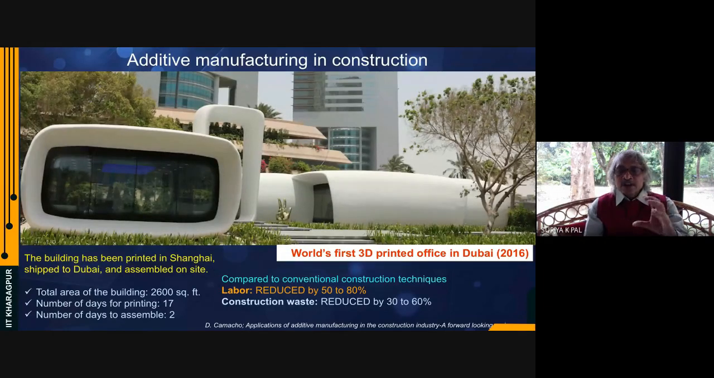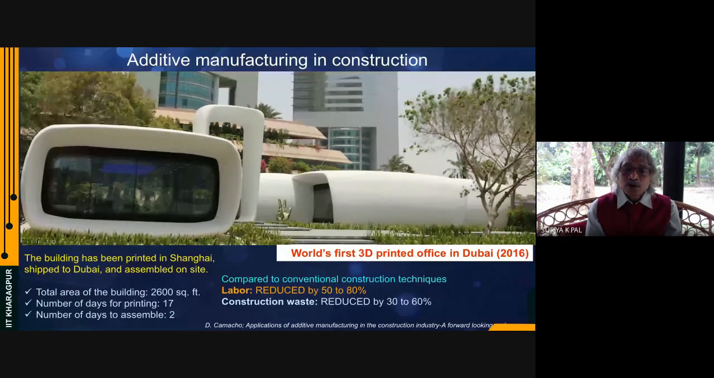And I promised to show you some slides on additive manufacturing in the construction sector. You just very carefully read the content of the slide. In 2015-16, the world's first 3D printed building came up in Dubai. The building area was 2,600 square feet. It took 17 days to print and 2 days to assemble.